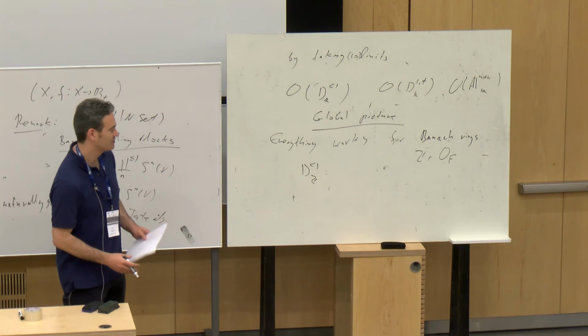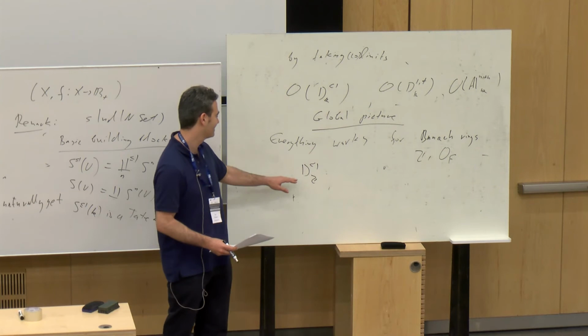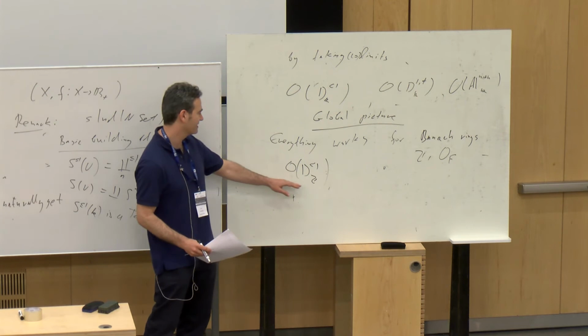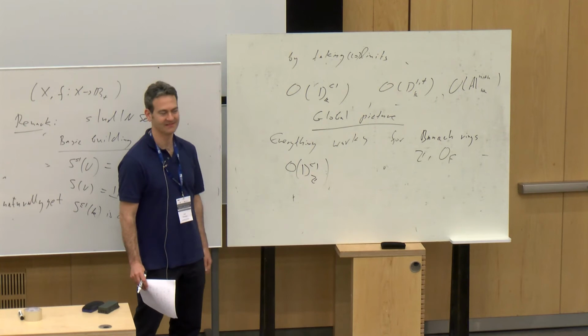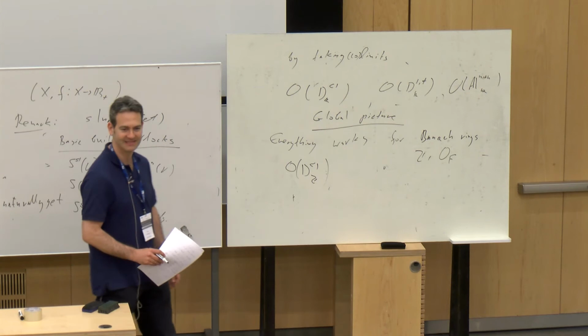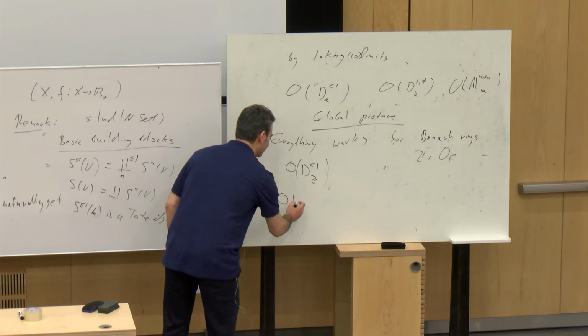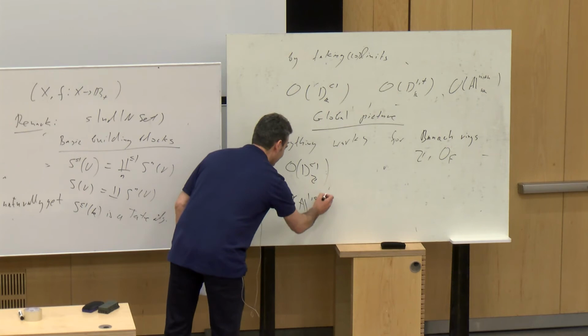Now, this will be an inverse limit. So the way to think about this is that functions on this object will be formal power series with integer coefficients that converge for a radius less than one. So you can realize this as this algebra. Of course, I can also look at something like this, functions on, let's say, A1 analytic over Z.